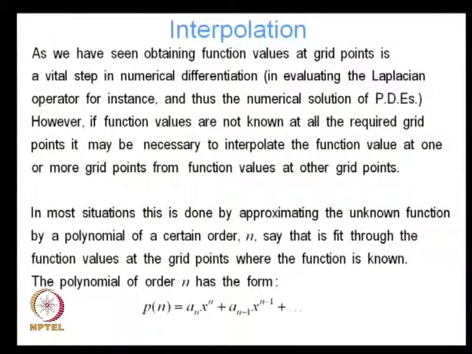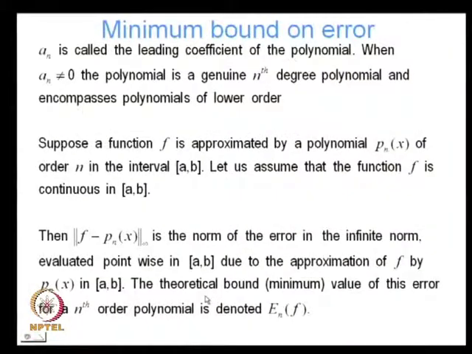In most situations, this is done by approximating the unknown function by a polynomial of a certain order, n say, that is fit through the function values at the grid points where the function is known. The maximum order of the polynomial depends on the number of grid points at which we know the function values. The polynomial of order n has the form a_n x^n + a_(n-1) x^(n-1) and so on and so forth, where this term is known as the leading order term of the polynomial. a_n is called the leading coefficient of the polynomial.